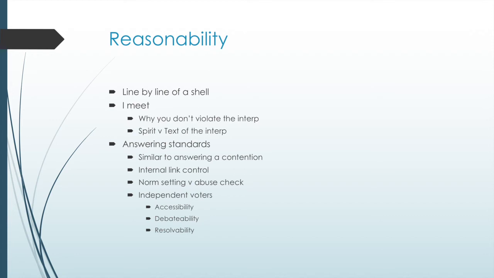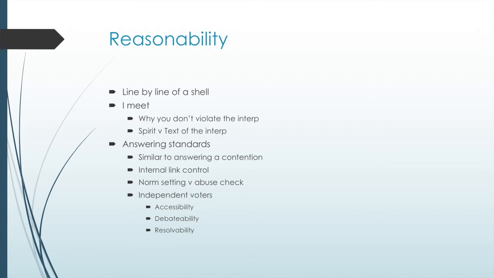So make sure that when we are answering standards, we are answering them from both an abuse check standpoint and also saying that a norm-setting goal is a flawed one as well, because that is a kind of pivot that a lot of skilled T-theory debaters will make to get out of a standard that has been proven to be non-abusive.